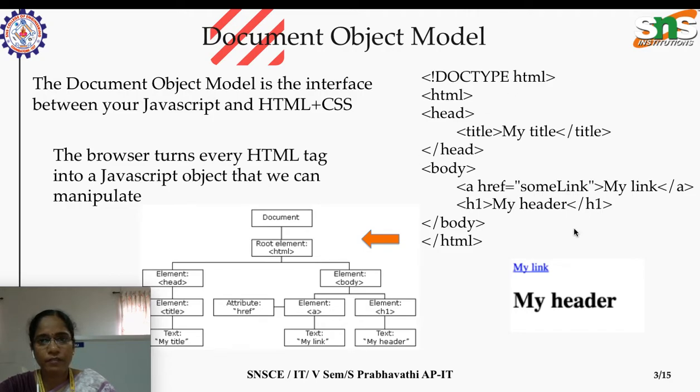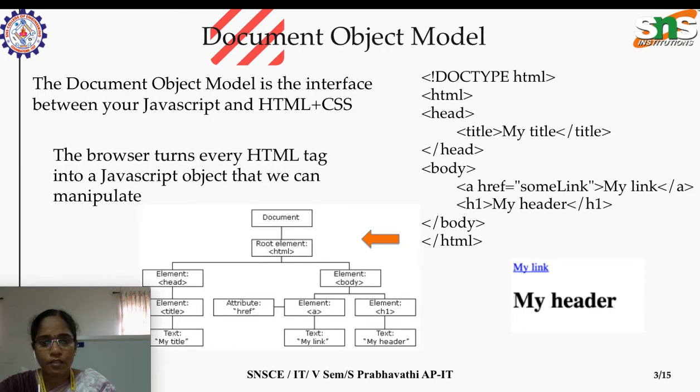The browser will convert the HTML elements into JavaScript objects so that it can manipulate the document easily. Here the topmost root element is the DOM, followed by the root element HTML, and the HTML root element has two children, head and body. In the head we have elements like title, and in the title we have the content, my title, that is the text. Using the text property we could make changes in this title. Everything here will be viewed as an object.